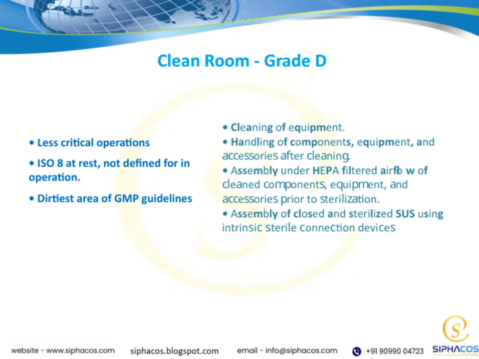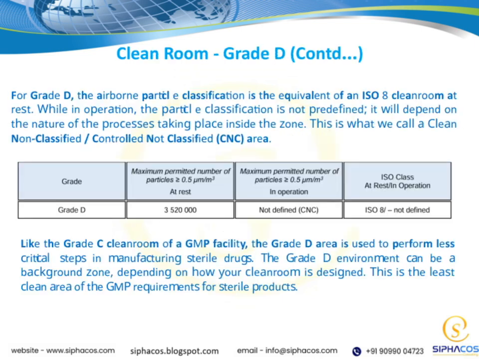Finally, I want to highlight that the clean room environment we're discussing is considered the dirtiest according to GMP guidelines, specifically classified as a Grade D clean room. This underscores why strict procedures and controls are so vital in this environment to ensure product safety and quality. So, just like the Grade C clean room in a GMP facility, the Grade D area is designated for performing less critical steps in the manufacturing of sterile drugs. It's important to understand that the Grade D environment can often serve as a background zone, depending on how your cleanroom is designed and set up. Essentially, this is the least clean area that still meets GMP requirements for sterile products.